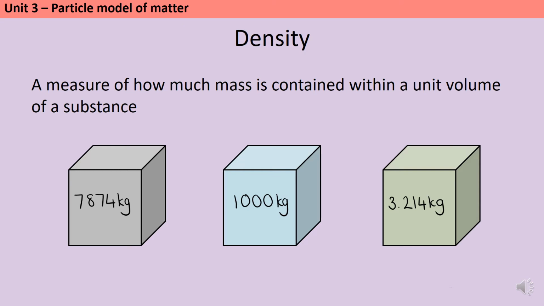Even though the boxes are the same size and have the same volume, the iron has a mass that's around 8 times higher than the mass of the water, and the water has a mass that's over 300 times higher than that of the chlorine. This is because of their different densities. We can relate this to the particle model that we met in the previous video.